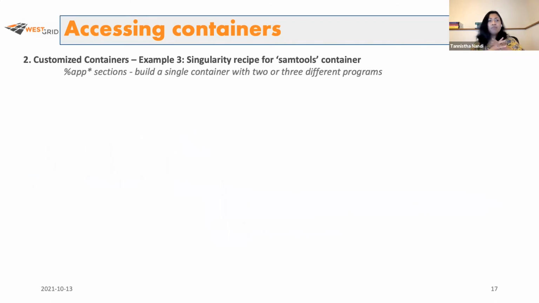Okay, so when we are talking about these bioinformatics workflows, we can always build one application per container, like one container for SAM tools, one container for BWA, and another container for FastQC. But it's also possible to build a single container with 2 or more different types of these applications. Now, to do that, in the recipe file, we can create a separate section for each application. These separate section names will all start with %app something, right?